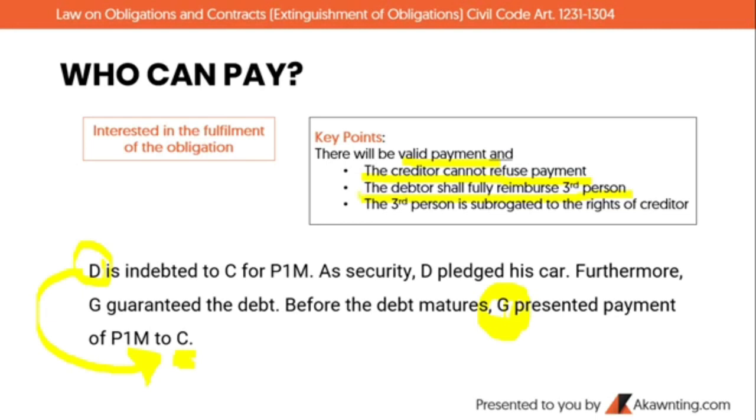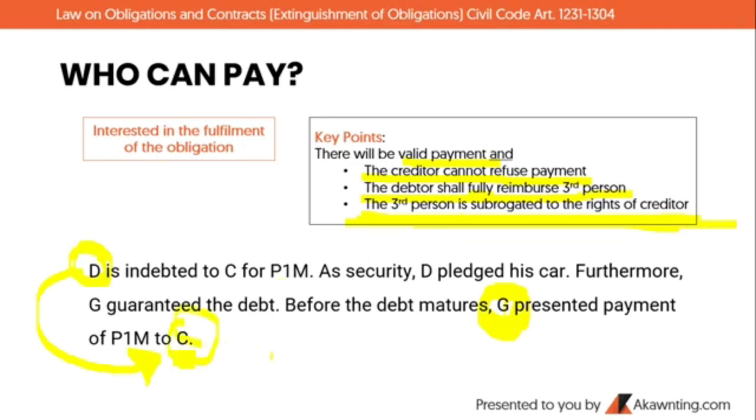So this is bullet point number 2. The debtor shall fully reimburse the third person. Pag sinabi nating fully, lahat. Kung magkano yung binayad ni G nung interested person, lahat yun i-reimburse niya. Regardless, kung mamaya meron tayong another example, regardless kung naging beneficial ba yun sa kanya or hindi. I-illustrate natin yung sinabi ko, yung beneficial whatsoever. Next bullet point, the third person is subrogated to the rights of the creditor. So, aside from the right acquired by G, which is to collect 1 million from D, the original debtor, masusubrogate din siya to the other rights of C.